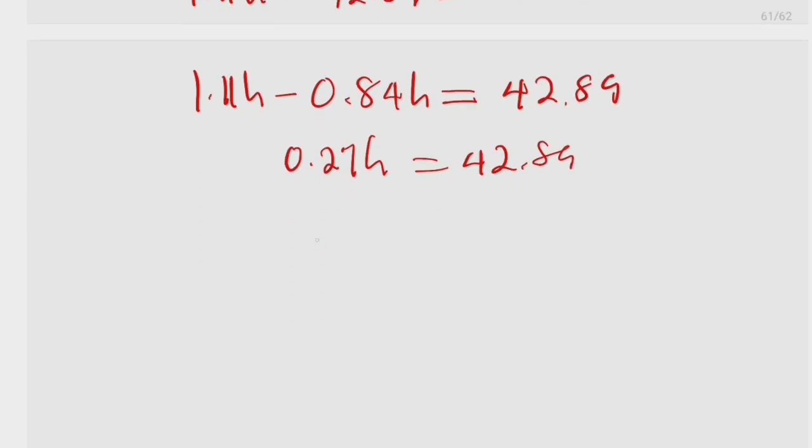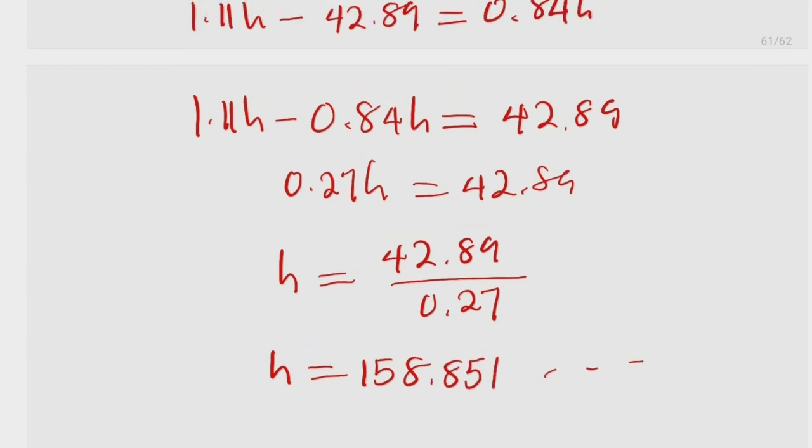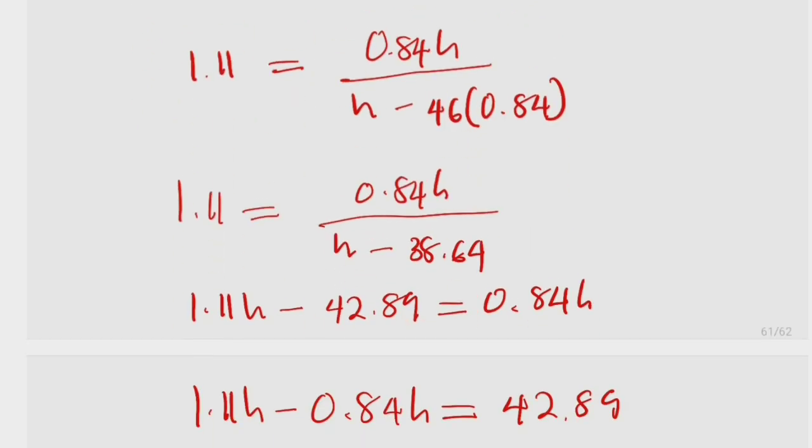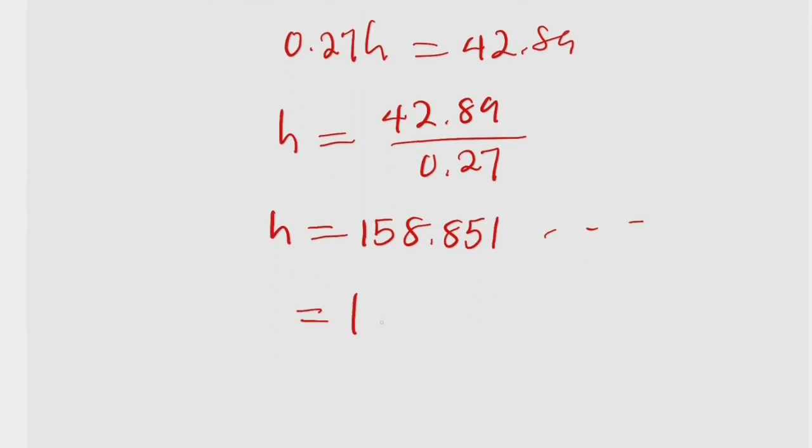And finally, we divide both sides by the coefficient of h. H will be 42.89 divided by 0.27. So this will be 158.851 and so on. But remember, they said to what? 1 decimal place. So we are going to make it 158.9 meters. So this is the height of the pole.